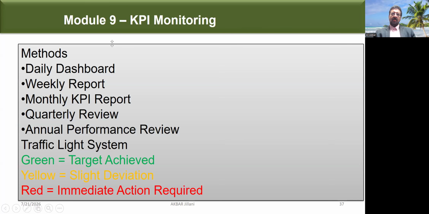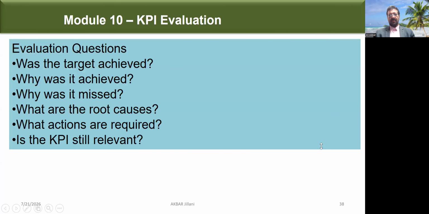Now, KPI monitoring, module 9: daily dashboard, weekly report, monthly KPI report, quarterly review, annual performance review, and the traffic light system. Green, let's see, green means target achieved. Yellow means slight deviation. So if we are fixing the targets, if target achieved, green. Slight deviation, then yellow. Red means immediate action required.